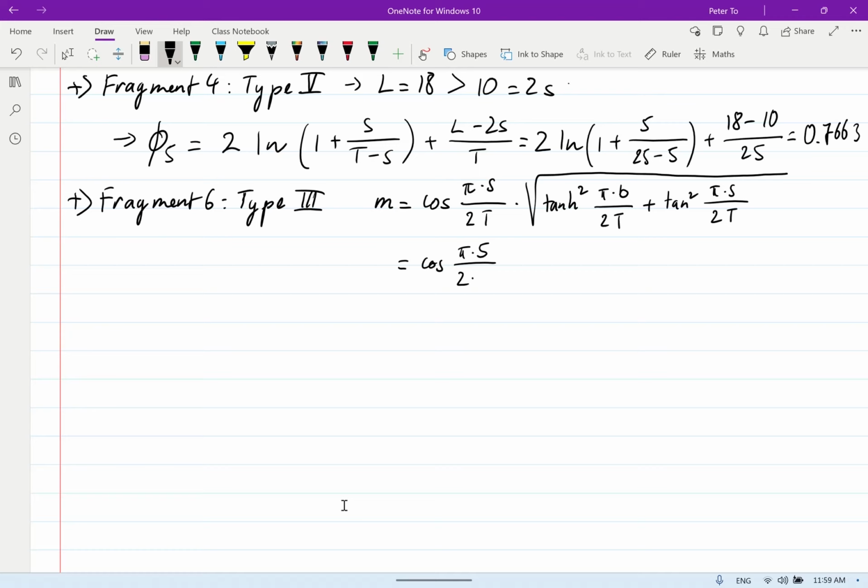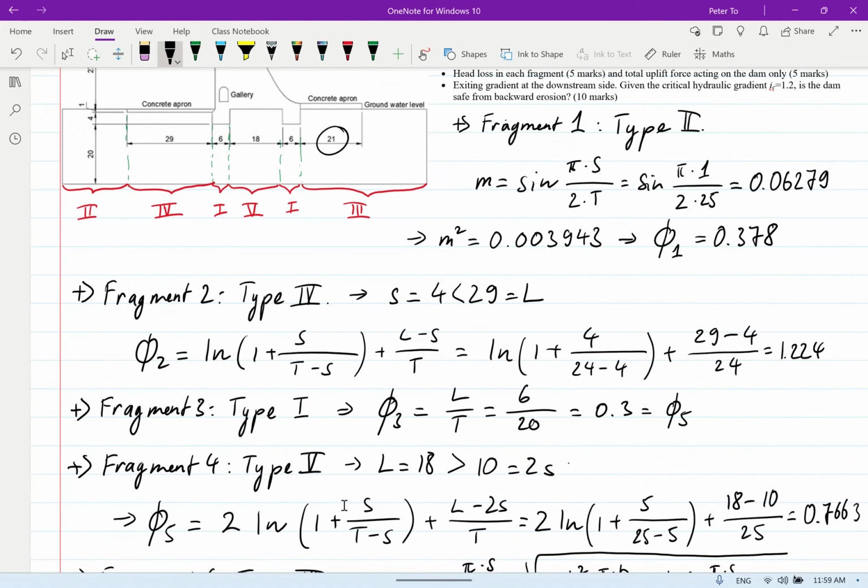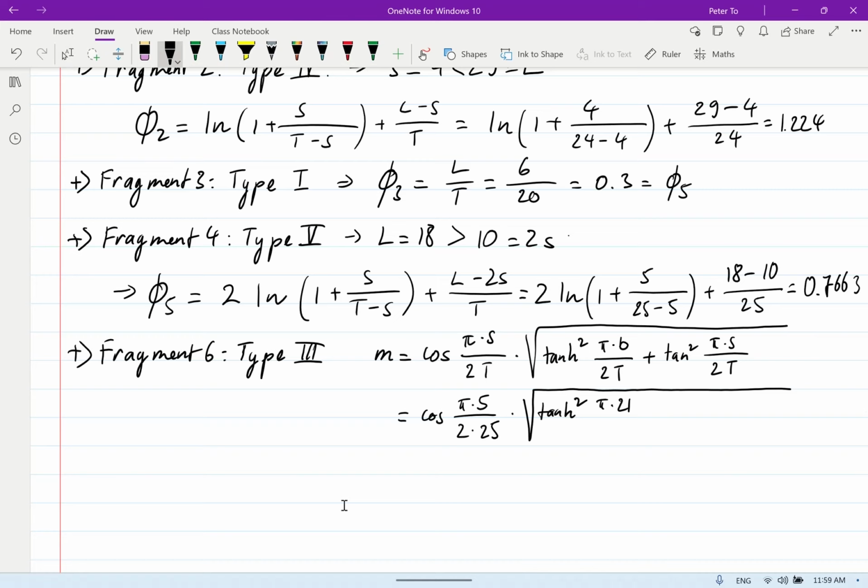over 2 times the thickness. The thickness now should be the full thickness, should be 25, times the square root of hyperbolic tangent of pi times b. My b, which is the length of the impervious top, is 21. Let me double check. Yes, it is 21, over 2 times 25, plus tan square of pi times 5 over 2 times 25, and you can get this number as 0.8803.